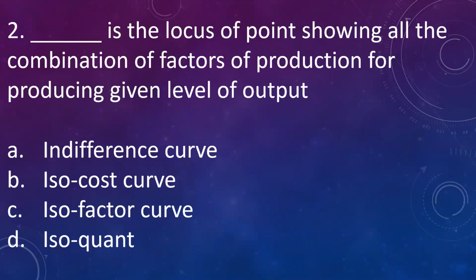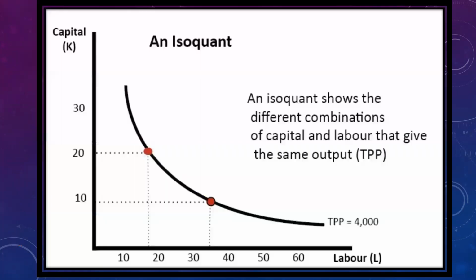Next question is, dash is the locus of points showing all the combinations of factors of production for producing a given level of output. A. Indifference curve, B. Iso-cost curve, C. Iso-factor curve, D. Iso-quant curve. The answer is Iso-quant. Iso-quant shows the combinations of two inputs used to produce a given level of output. It is also called the indifference curve of production theory.